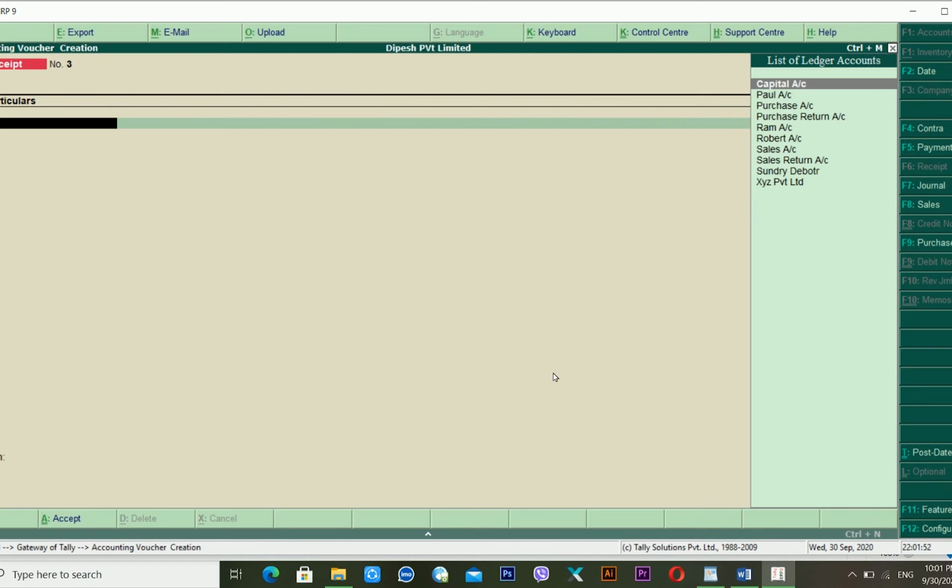Okay, so it means we have to use the sales return. If there is no cash or bank in the DR or CR, in that case you have to use the journal voucher. If cash or bank is not coming in the debit and credit, in that case we have to use the journal voucher, right? For the journal voucher, you just have to press the F7 button. So I'm using the journal voucher.